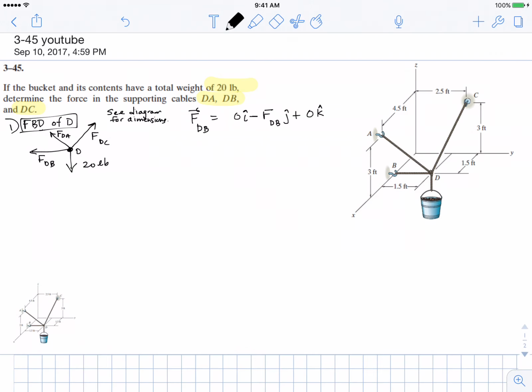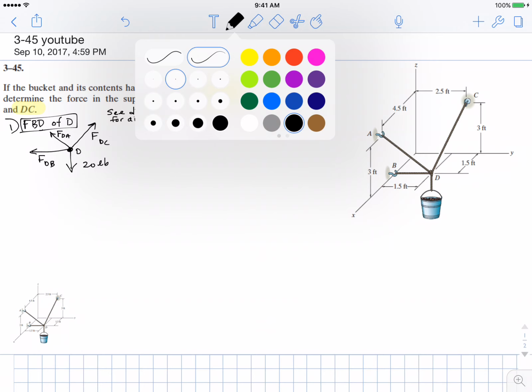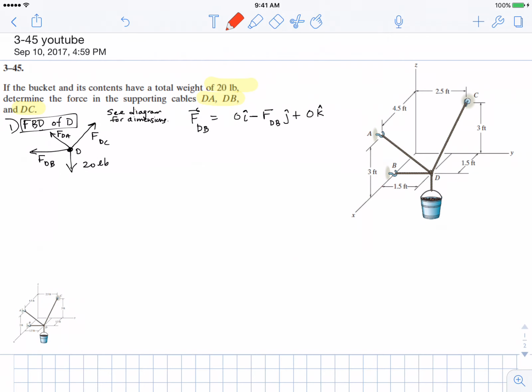And so let's go back to that diagram and let me explain what I'm saying. This is the negative j direction, and this force is going in the negative j direction. So that's why I've written all of that force going in the negative j direction.